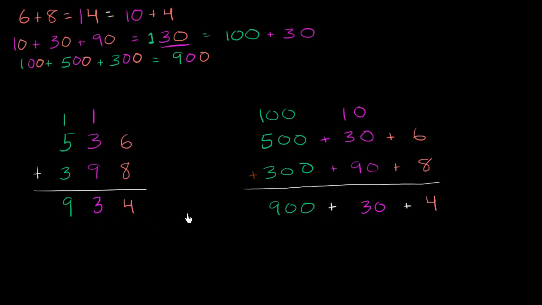So hopefully this gives you a little bit more sense of what we're doing when we carry the 1 every time. 6 plus 8 is 14. We carried the 1. That 1 represents 10. It represents this 10 right over here, just so we don't lose track of it. Then we say 10 plus 30 plus 90 is equal to 130. So that's 30 plus 100. Then we add the hundreds together, we get 900.